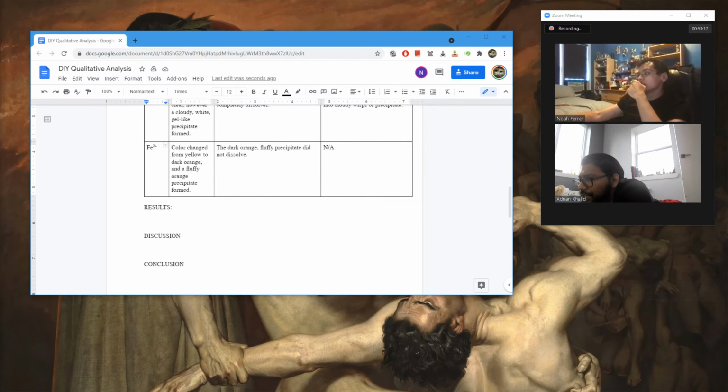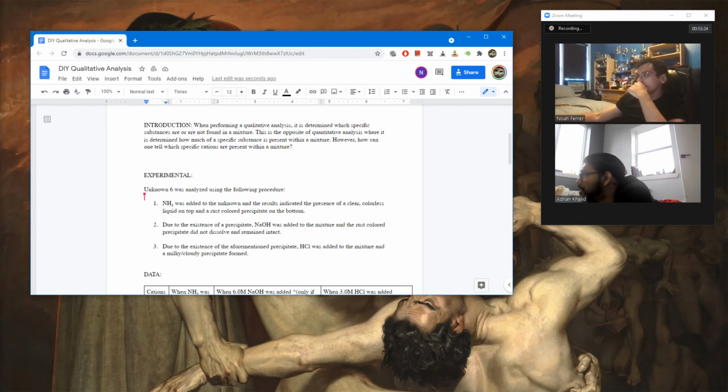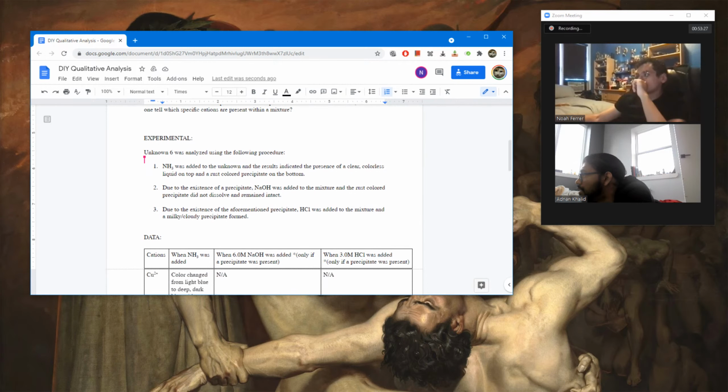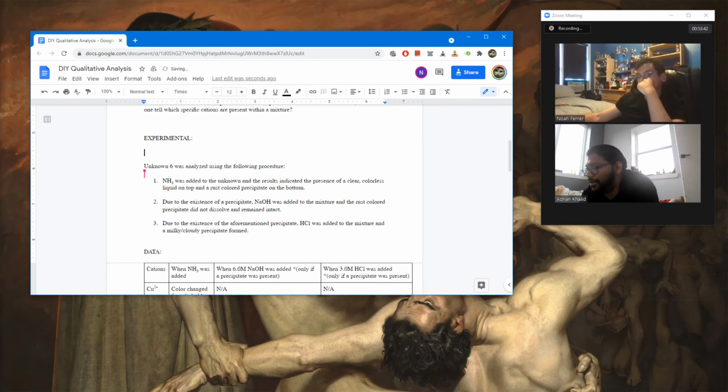A detailed set of procedures. Okay, so experiments you performed on the known solutions and their results. Before that, I'll say the experiment. Well, let's see. Wait, above.